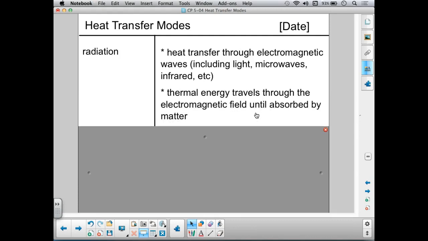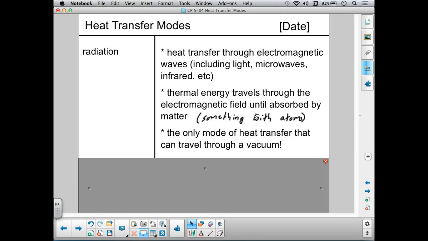What's happening is that thermal energy is going to travel through the electromagnetic field until it gets absorbed by matter. Matter means something with atoms. An example would be light energy from the sun traveling by radiation to us. When it reaches us, it hits matter, which is the Earth or us standing out in the sun, and it turns into thermal energy or heat. It's going to make us hot.